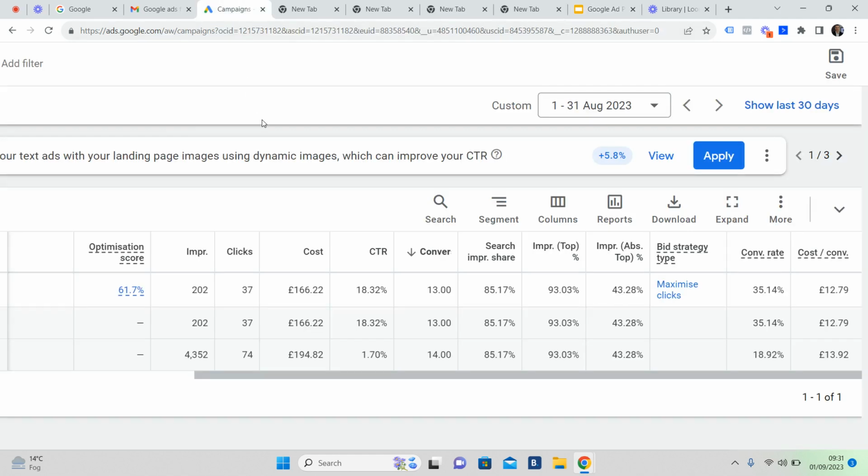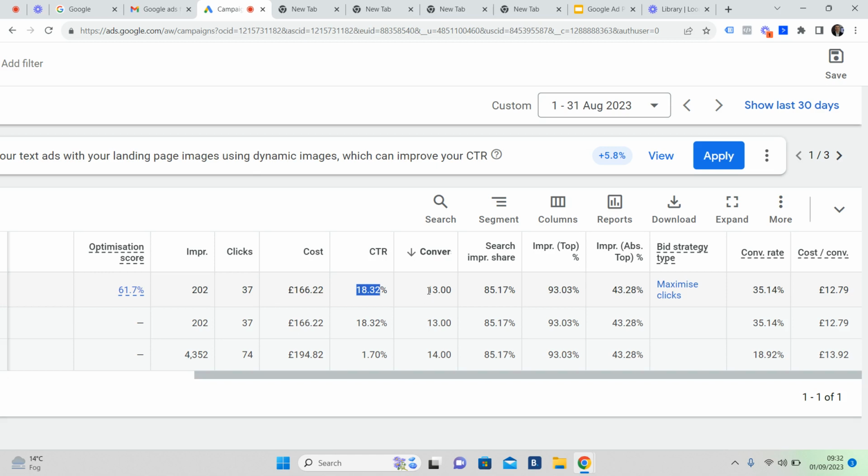So here are some of the results that we've been running. From the 1st of August to the 31st of August, we've had 202 people see the ads, of which 37 people clicked. That's good. It's a click-through rate of 18%. Anything above 2% is brilliant in the eyes of Google, because it means that our ads are talking to the right person when they're Googling what they're looking to do.